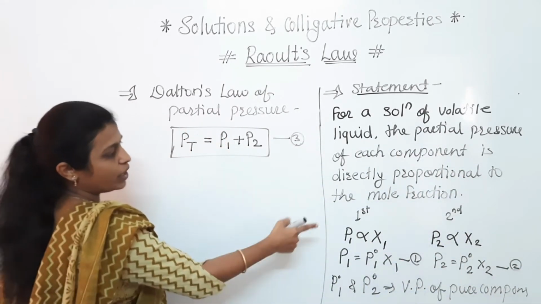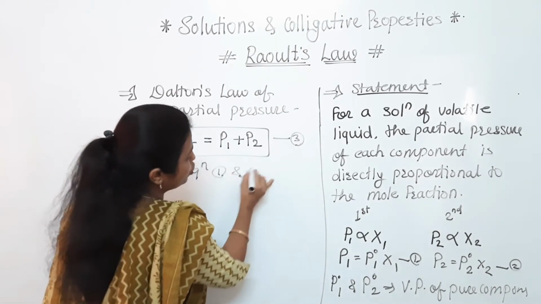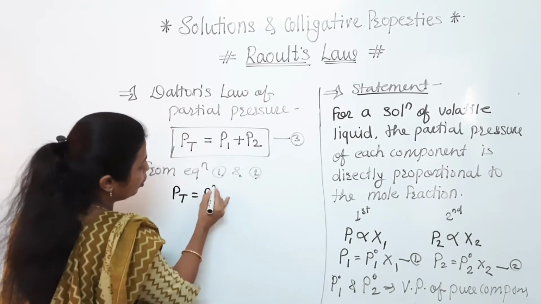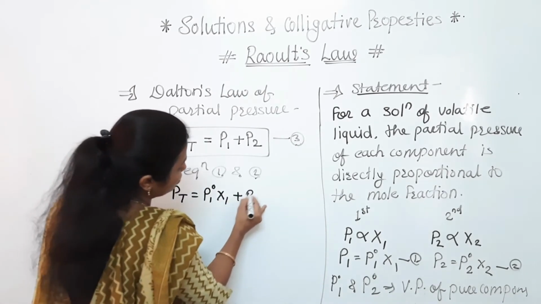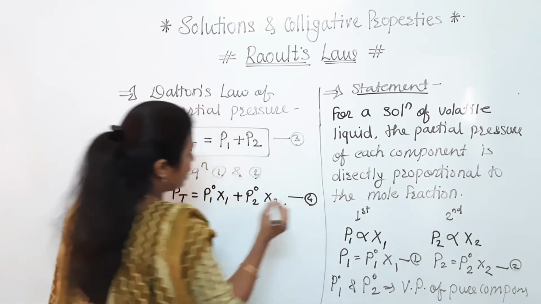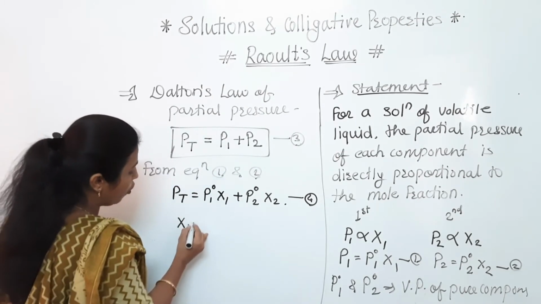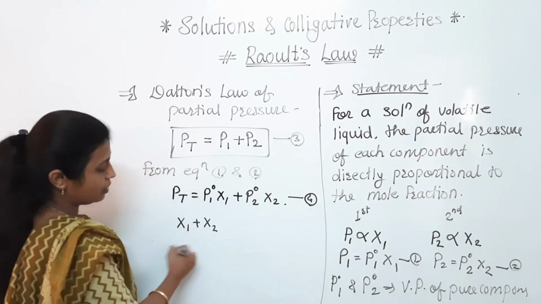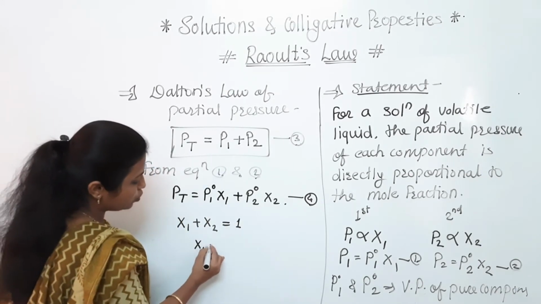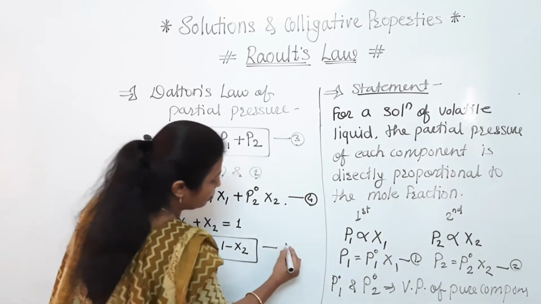From equation 1 and 2, what can we write? Pt is equal to P1, that is P01 into x1, plus P02 into x2. This is the fourth equation. Now, as we know one concept: the sum of the mole fractions of the components is always 1. So from that, we can modify this equation: x1 is equal to 1 minus x2. This is equation number 5.